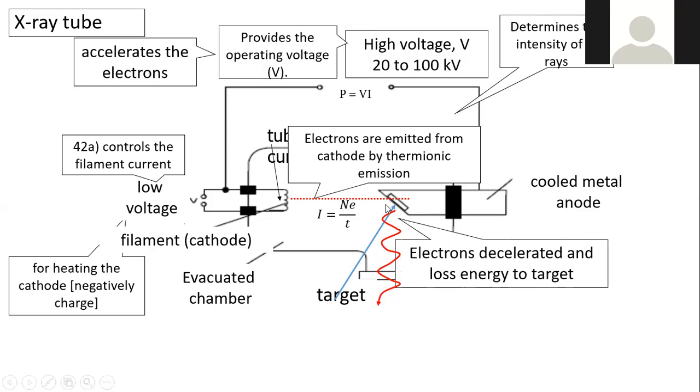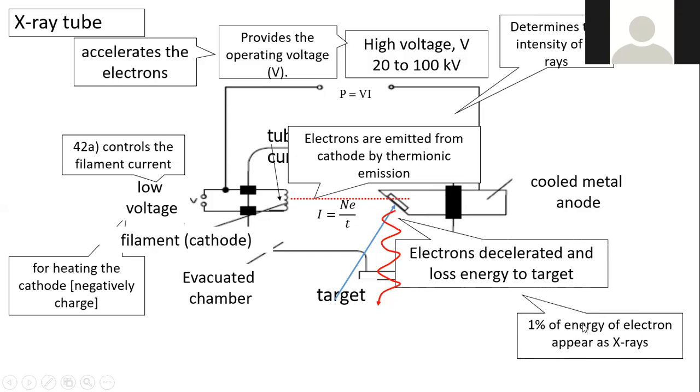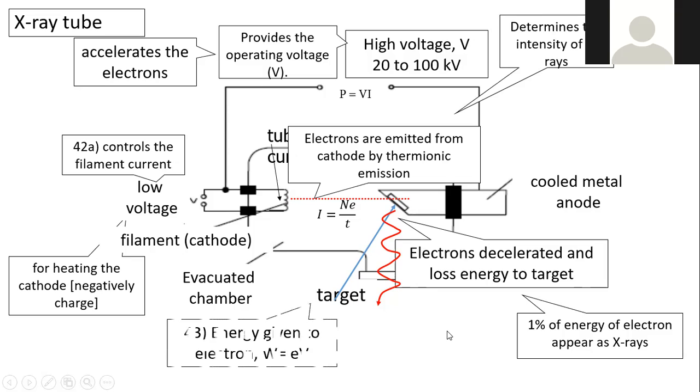So at the target, the electron decelerates and gives most of its energy to the anode, very little goes to X-ray. Right? 1% of the energy of the electron appears as X-ray. You can see that 99% appears as heat. That's why we have to carry away the heat from the anode. If not, it will melt the anode.